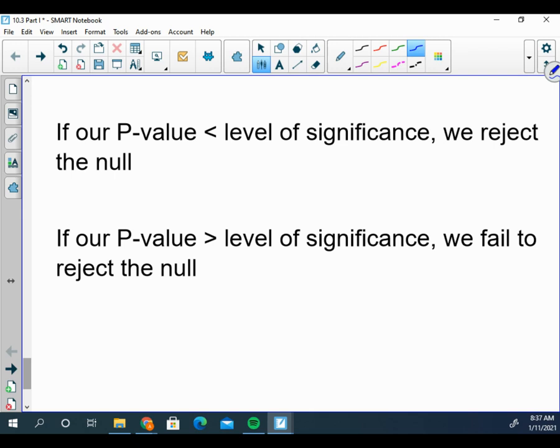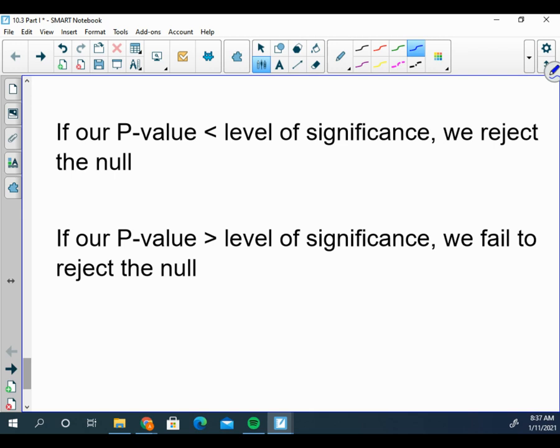The p-value is like Google Translate. You can compare it to any level of significance and know whether you will reject the null or not. That's the beauty of the p-value. That's why we're learning it. I don't want to keep running the test over and over again. I want to know if at any level of significance, am I going to reject the null or not?